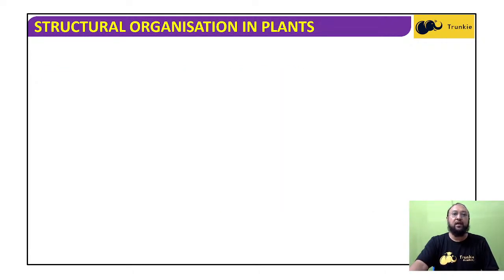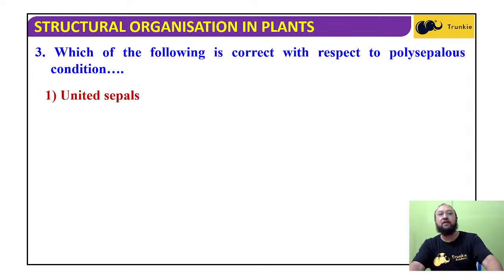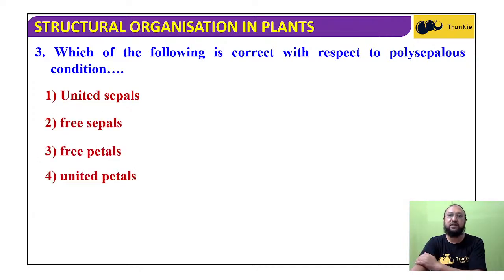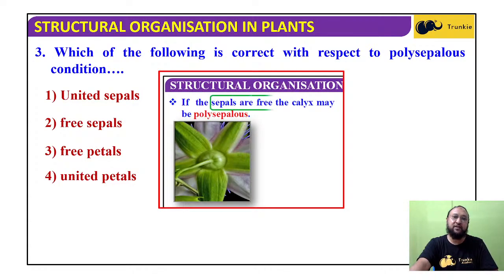Okay, now which of the following is correct with respect to polysepalous condition? United sepals, free sepals, or free petals? Polysepalous, sepals. So poly means separate, free. So it will be number 2, free sepals. Okay, so it will be the free sepals.